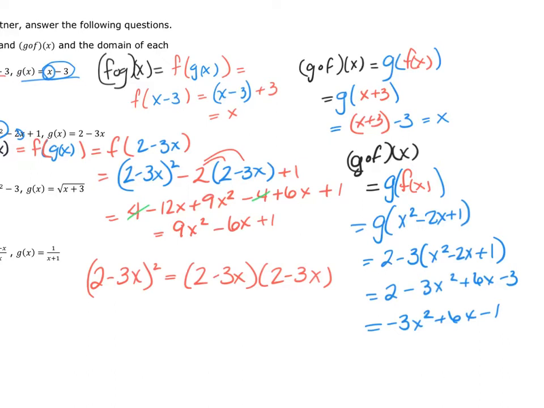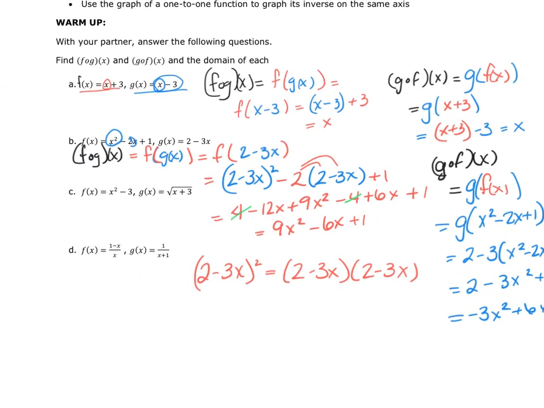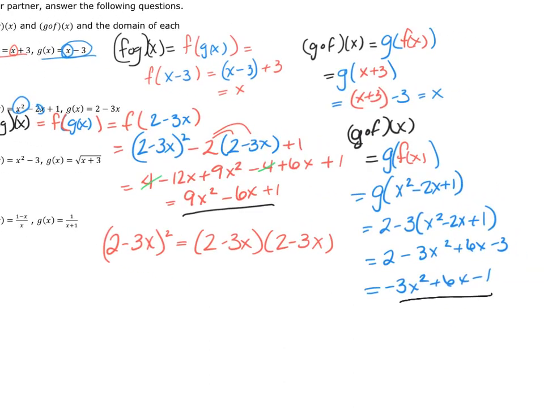Good morning. So we started out with some warm-ups of composition, so that we are composing both ways. And I did the first two where I composed, and on A, when I composed both ways, I got an x. But when I composed both ways on B, I either got x squared minus 6x plus 1, or when I composed the other way, I got negative 3x squared plus 6x minus 1.